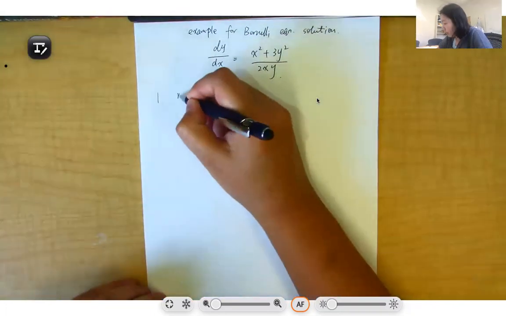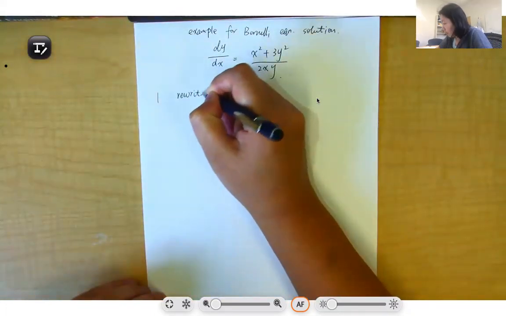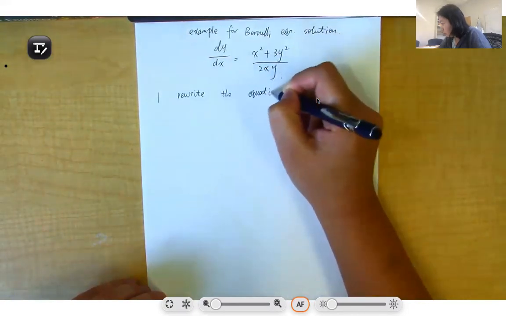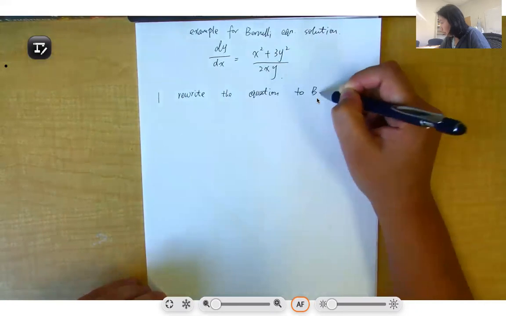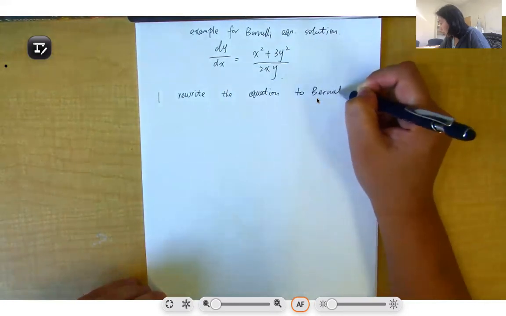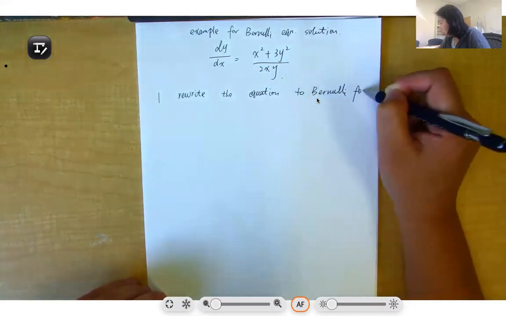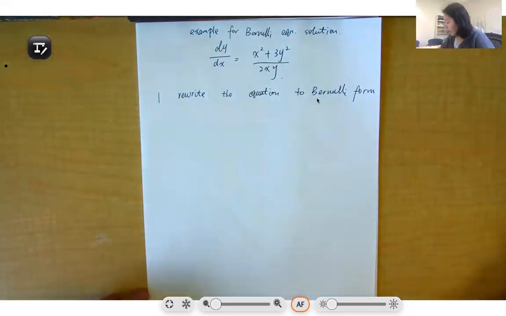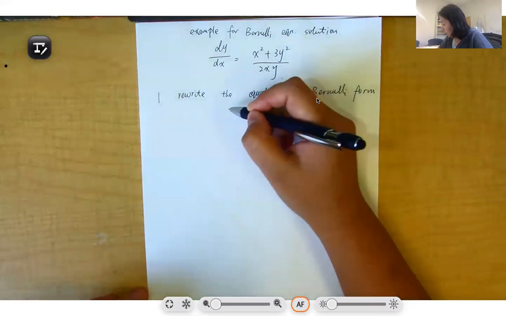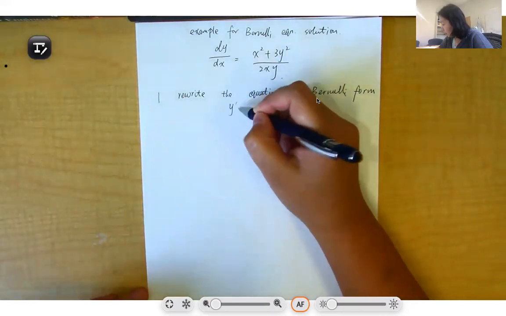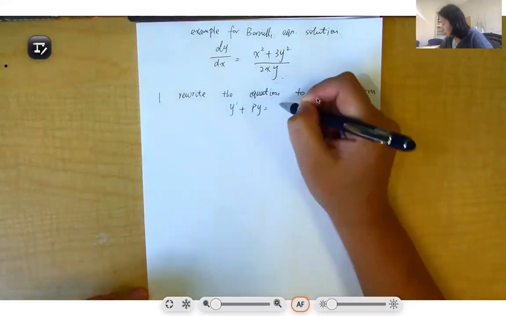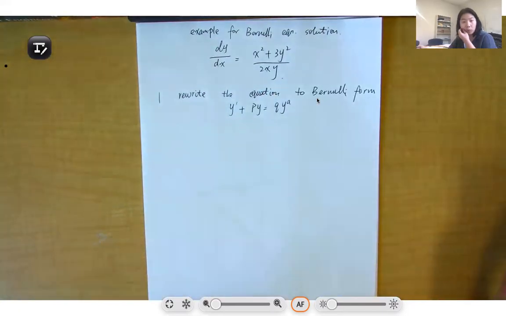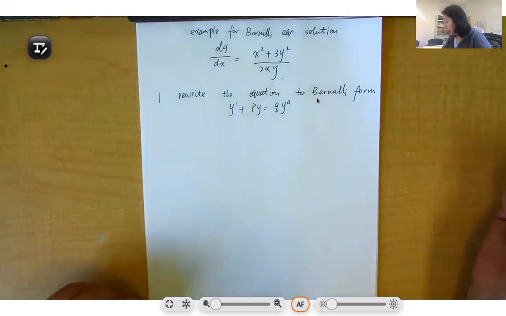So rewrite the equation to Bernoulli form. Okay, what is our Bernoulli form? That is y prime plus py equals q times y to the nth power. That is our Bernoulli form. So let's write in that form.